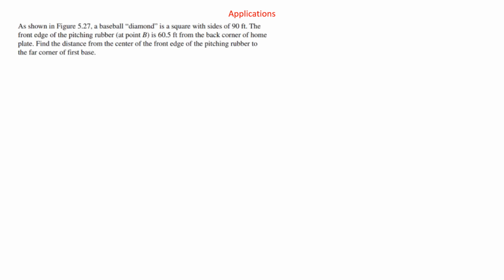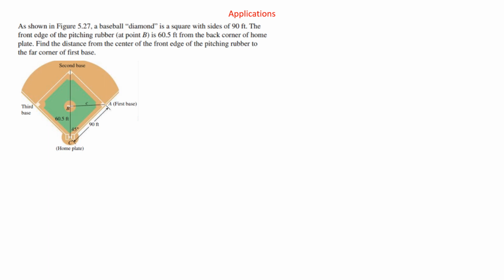So let's look at a couple applications. First, let's take a baseball diamond. So we have a baseball diamond. It's a square, 90 feet on each side.